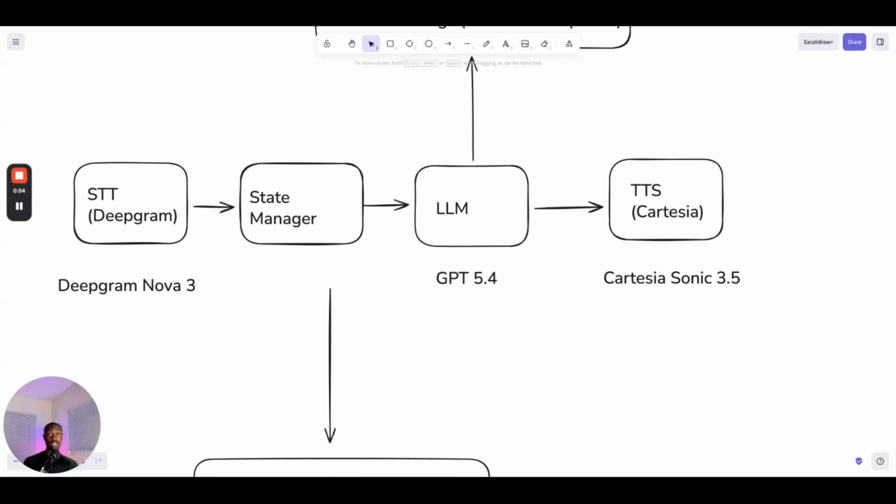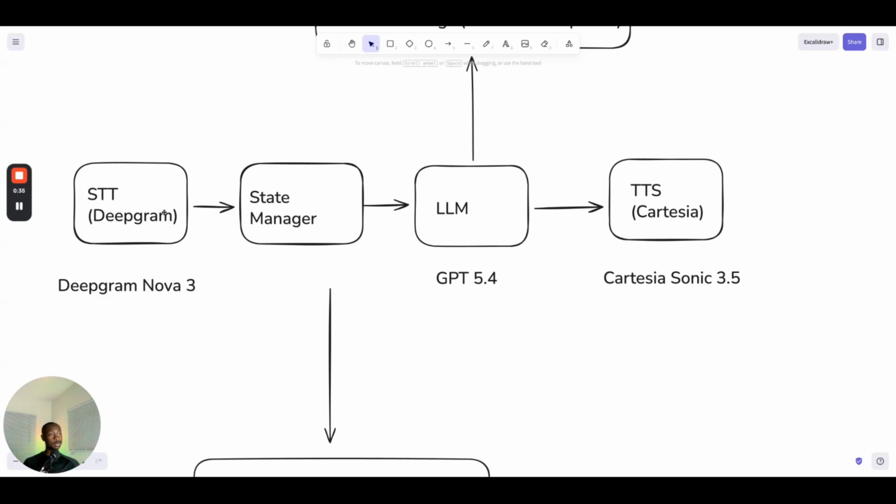Hey, what's up, guys? In this video, we're going to be going over my voice AI tech stack and the overall architecture. This is built for a service based business, specifically a home service business. This is the architecture that's going to be good for most use cases that a service based business would have.